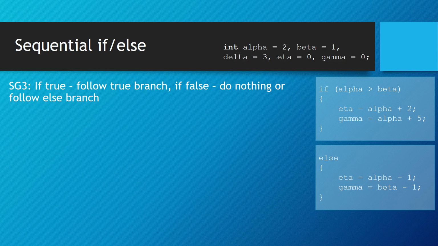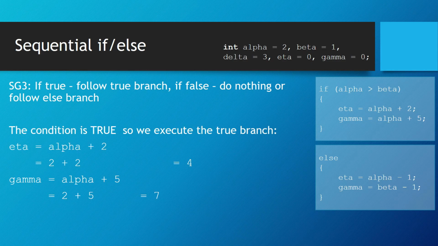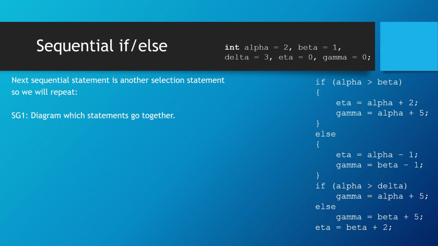Subgoal 3 tells us to follow the true branch, so we continue with eta is assigned the value alpha plus 2. Gamma is assigned the value alpha plus 5. Eta then becomes 2 plus 2, or 4. And gamma becomes 2 plus 5, which is 7. These become the new values for eta and gamma that carry on to the next sequential if statement.